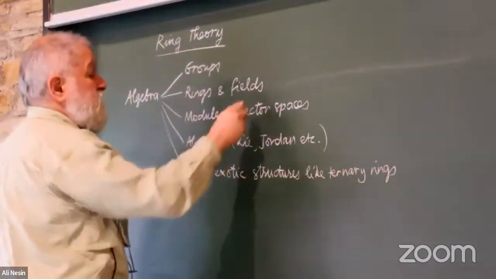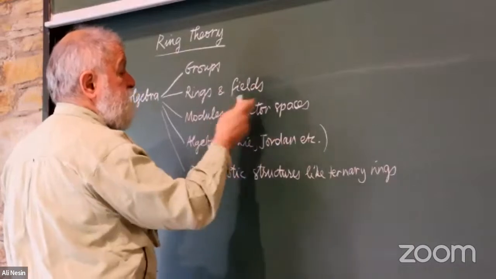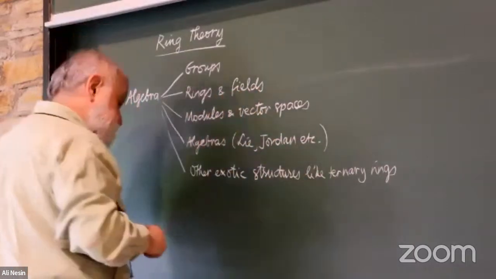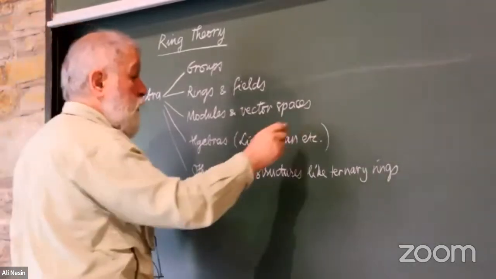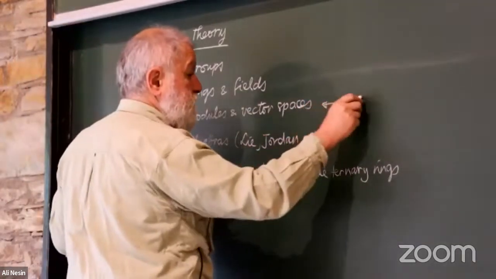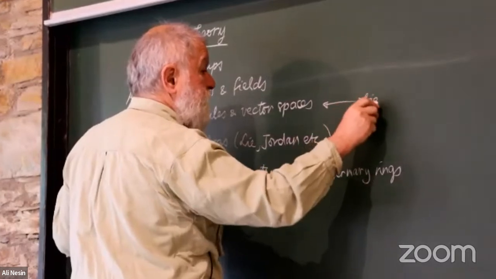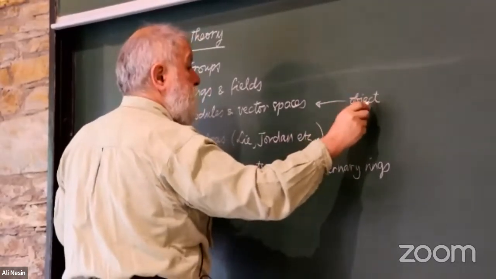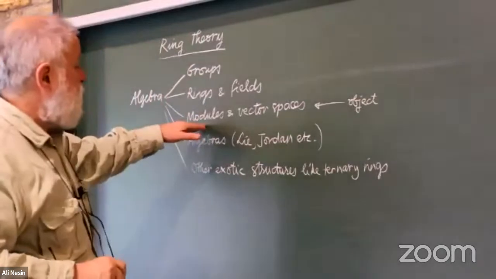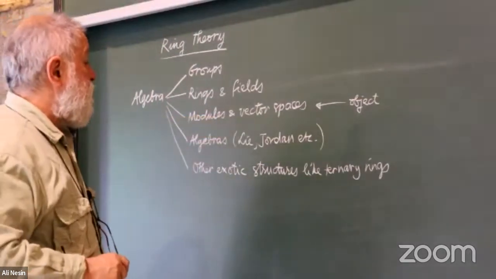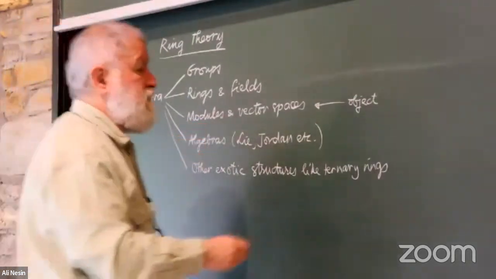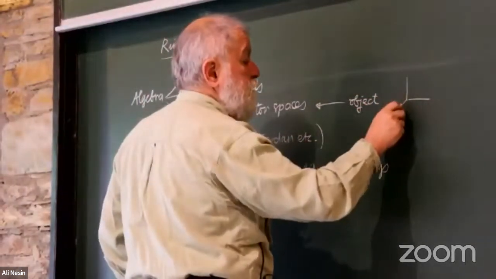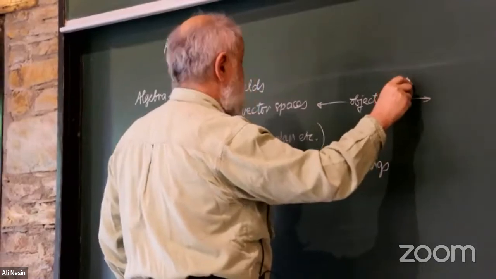Here we have near fields. Also, if you want to, near fields can be here or here. And okay, and these are the objects. This is the main area of interest. If you want to understand modules, these are the spaces in which we live. For example, three-dimensional space is a vector space.